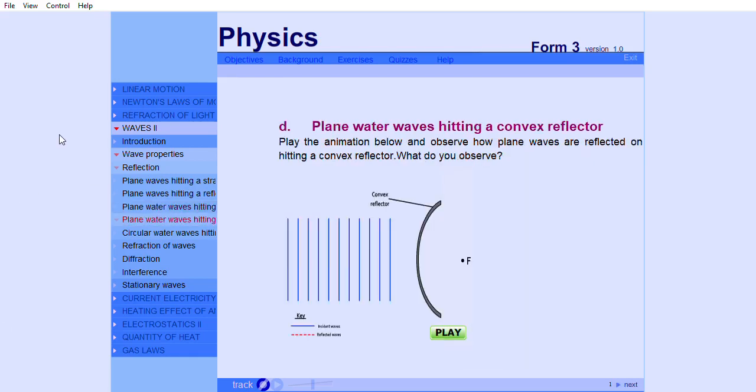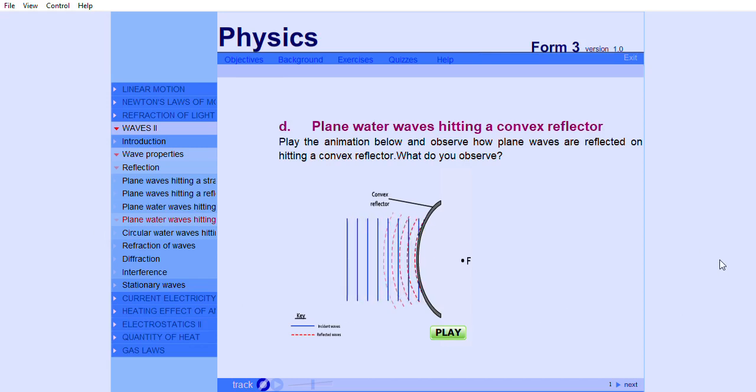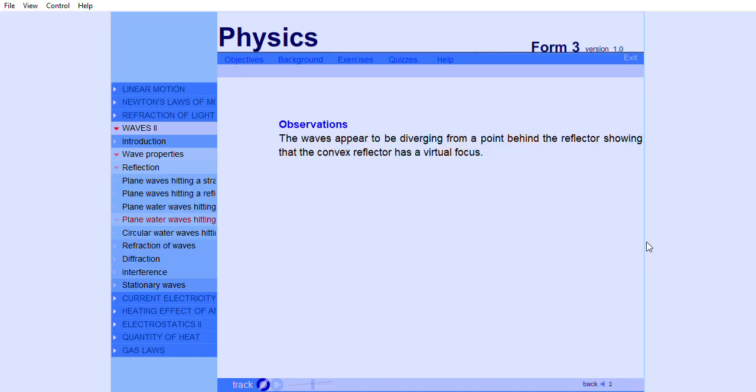Reflection of plane water waves after hitting a convex reflector. Play the animation below and observe how plane waves are reflected on meeting a convex reflector. What do you observe? Observations. The waves appear to be diverging from a point behind the reflector, showing that the convex reflector has a virtual focus.